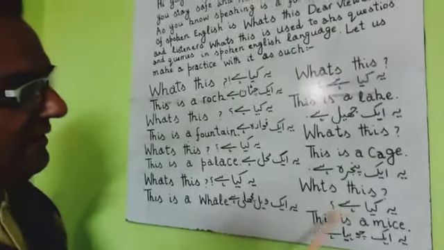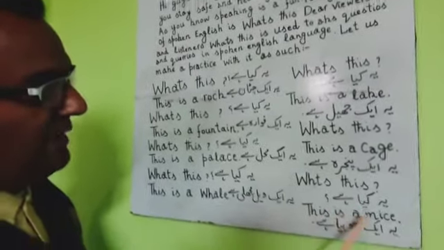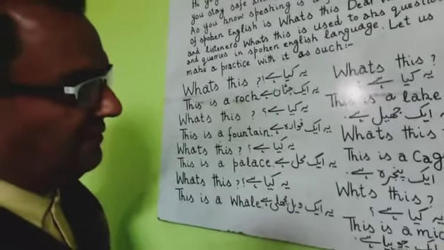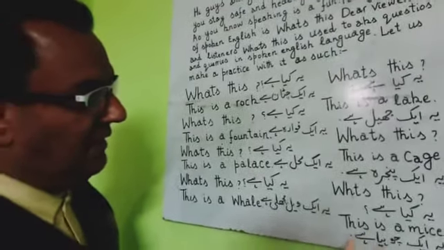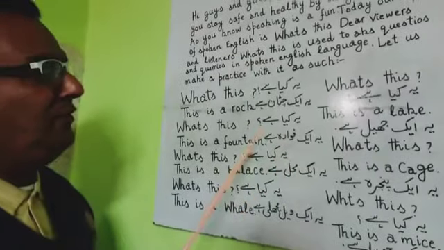And last query is, what's this? This is a mice. This is a mice. ये एक चूहिया है.